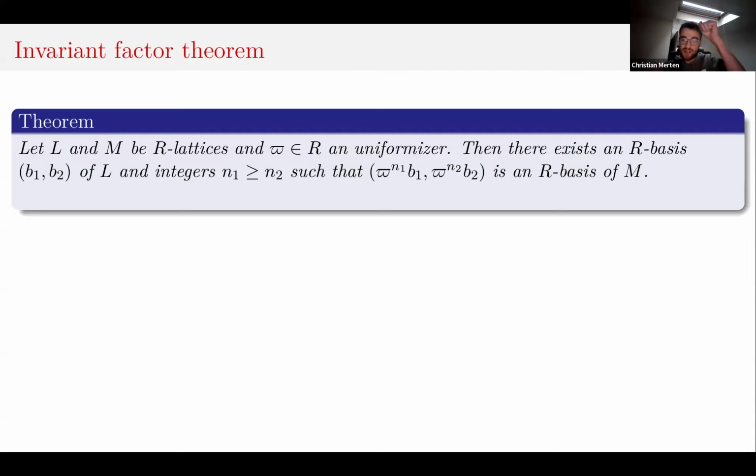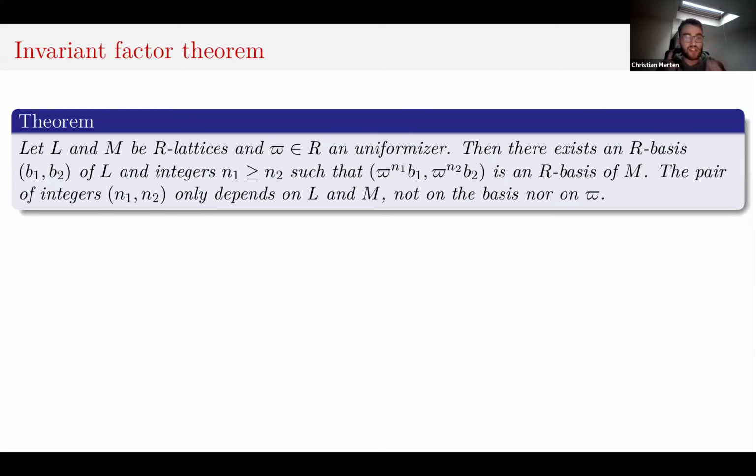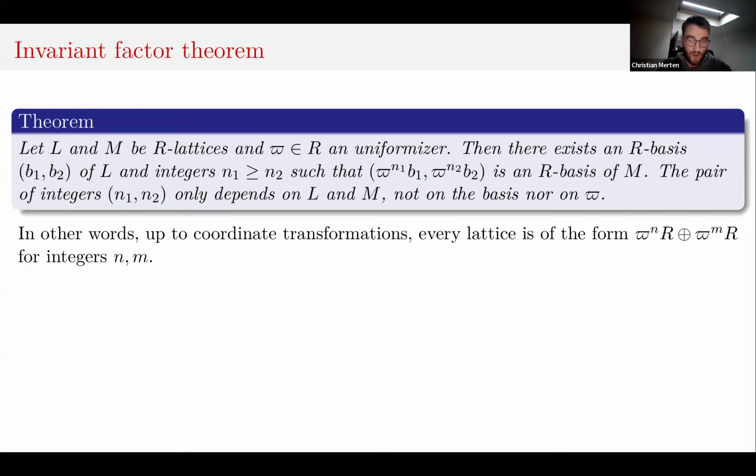So in some sense, we can twist the coordinate system in a way such that the M is just some uniformizer scalar multiple of L. And the pair of integers n1 and n2 only depends on L and M, not on the basis, nor on ϖ. And this is really two parts, this existence and uniqueness part. And the uniqueness now gives us this well-defined signature on a pair of lattices, that is n1, n2, and we'll use this to define some distance function on lattices to compare different lattices and to define when they are neighbors. Okay, so up to coordinate transformation, every lattice is of the form ϖ^n R plus ϖ^m R, as I explained in the example in the beginning.